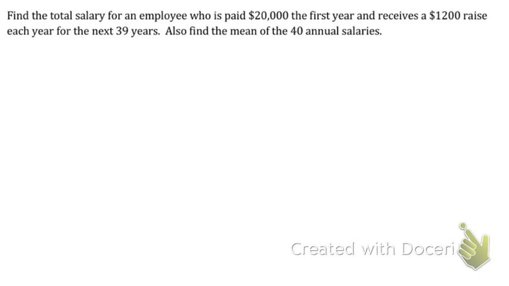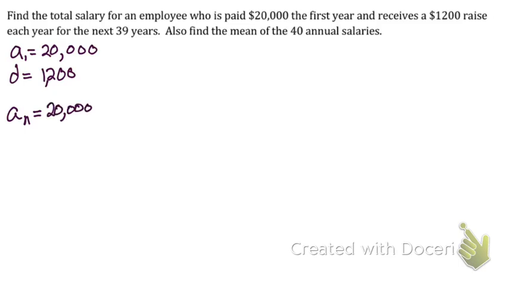So what I'm going to realize, it is arithmetic. It is, in fact, arithmetic. And I do know my first term is going to be $20,000. And I know that the common difference in this case is going to be 1,200. Well, all I need is the first term and our common difference, and I can come up with an equation for my given sequence. So we'll have a sub n equals my first term, which is 20,000, plus my common difference, which is 1,200, times n minus 1.